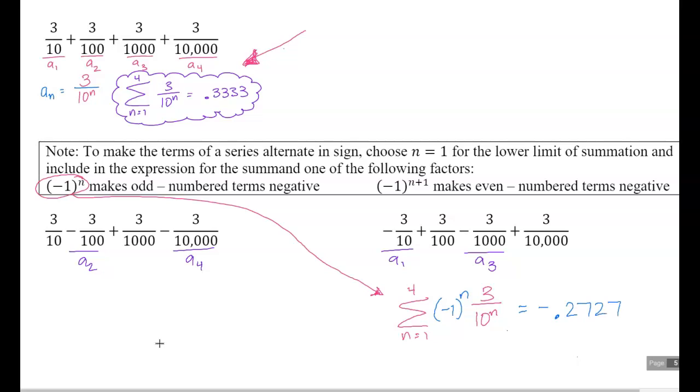If every other even term is negated, start out the same way, but in front of my definition, I'm going to put negative 1 to the power of n plus 1. This will make every other even term negative. And putting this in the calculator, I get 2.2727.